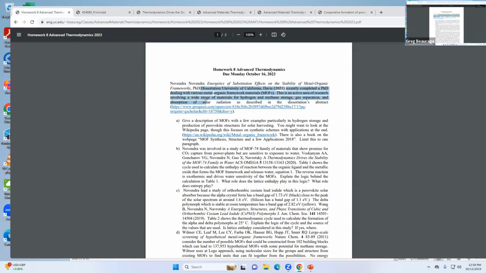Anyway, so, gas storage described in the dissertation's abstracts. This is just what MOFs are, and there's that book on what MOFs are, and then it gives a description of what MOFs are. So there's a wiki page. I don't really have a firm grip on how this thing works.